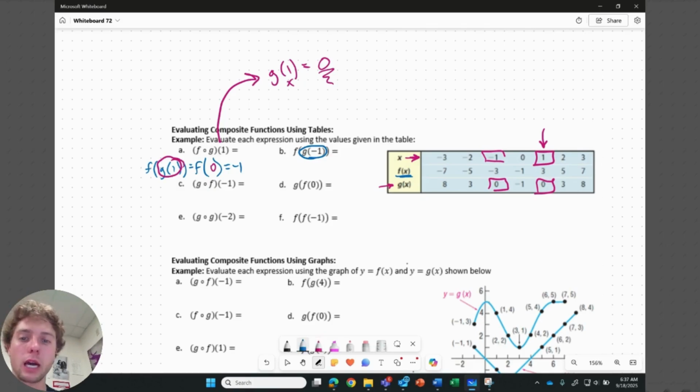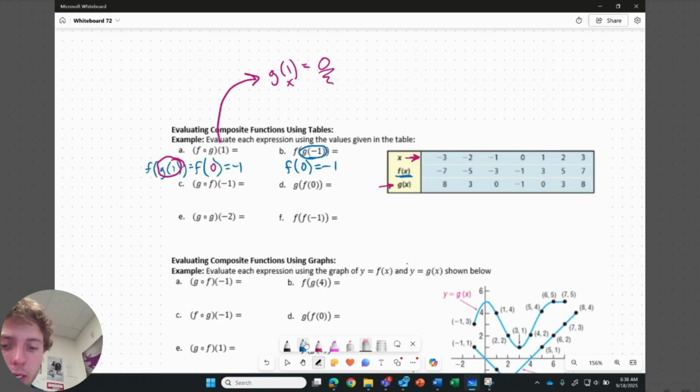So let's correct B, make sure we're doing it correct. So G of -1, here's the X value -1. Find the Y value at that time for the correct function, that's 0. Now we can input that into the outer function. So now we find 0 in the x spot, here it is, and locate the y value for f, which is -1. Okay, let's look at one more example just to make sure we're not confusing any of this, not making any of those mistakes like I just did.